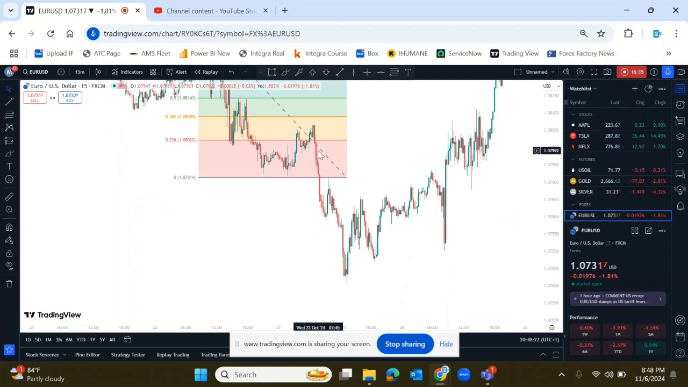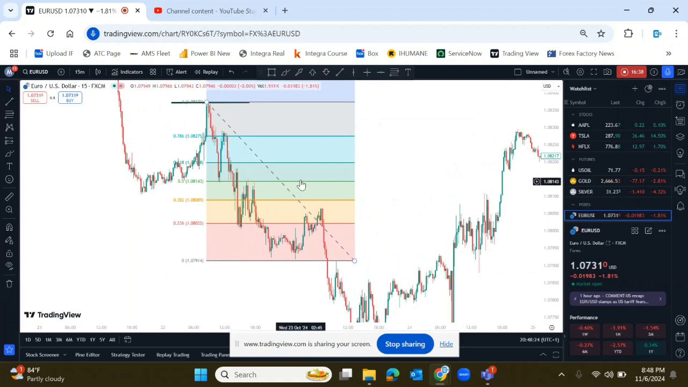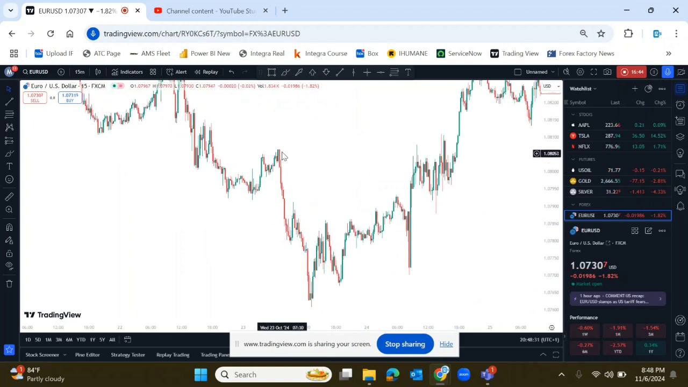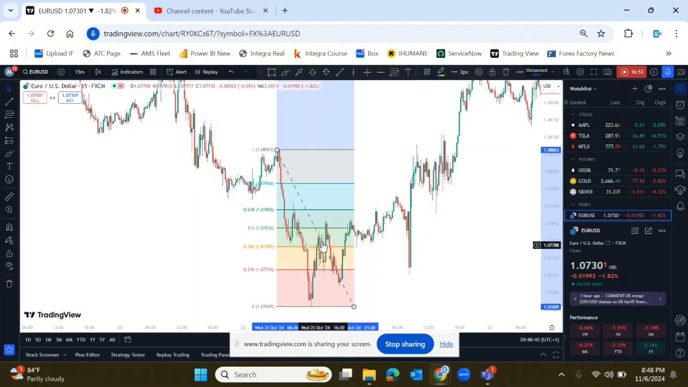Now that you saw that it did not retrace up to this point, I will advise you to avoid the market. Now when you saw that it decided to come down and decided to retrace up, you may check your own Fibonacci. It came down, it came up to this 50% level.